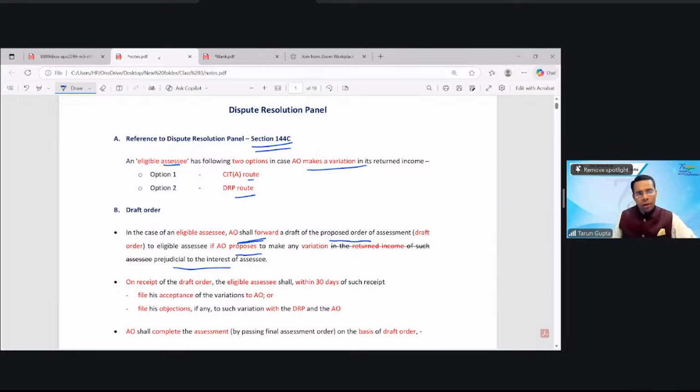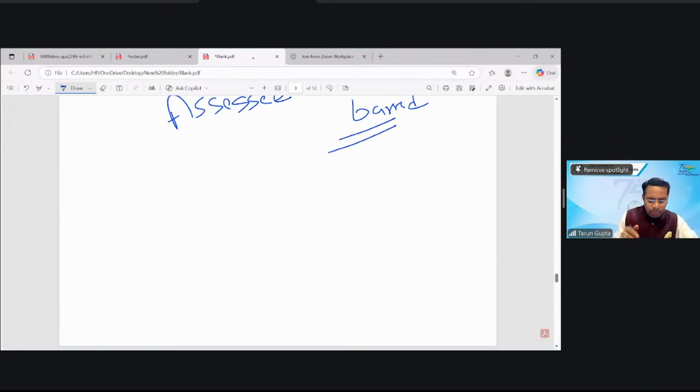So what earlier was there, he was required to pass a draft order only if he makes a variation in the returned income of such assessee. But subsequently, I think Finance Act 2020, somewhere there, the law changed and the words 'in the return of income' were deleted, and in place of them it says 'prejudicial to the interest of the assessee'. I'll explain. Take an example.